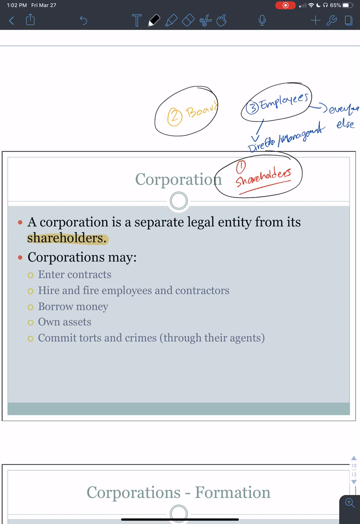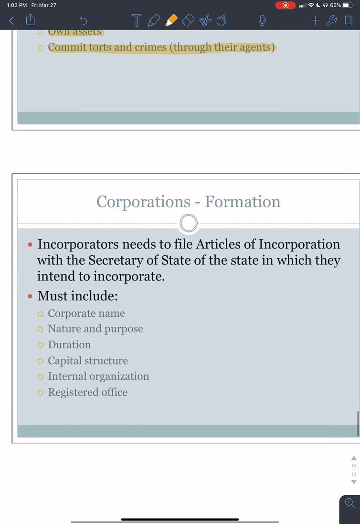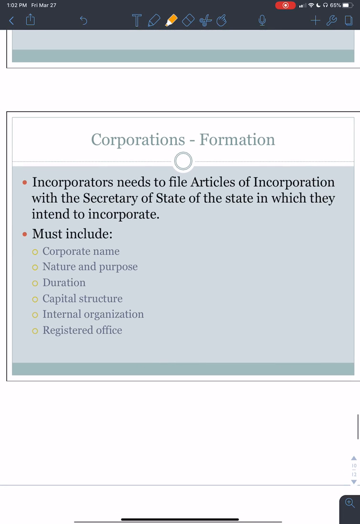A corporation is considered a legal person. It can enter into contracts, it can hire and fire employees, it can borrow money, own assets, it can even commit crimes. In fact, in modern times, it can even participate in political activity, donate to campaigns, and so forth. How do you form a corporation?